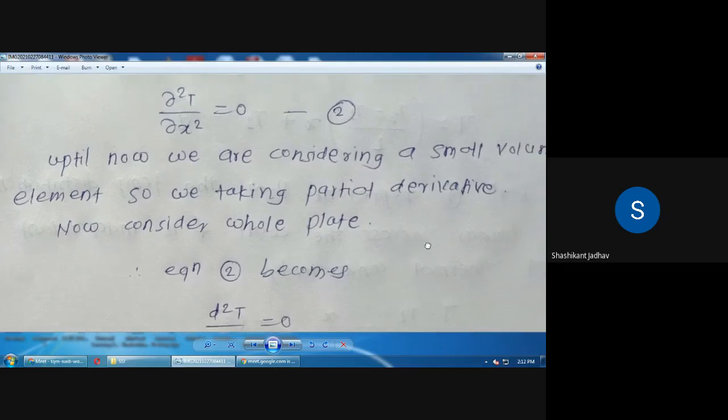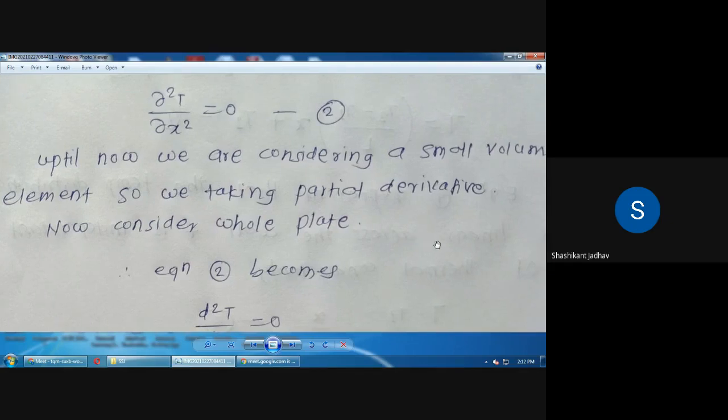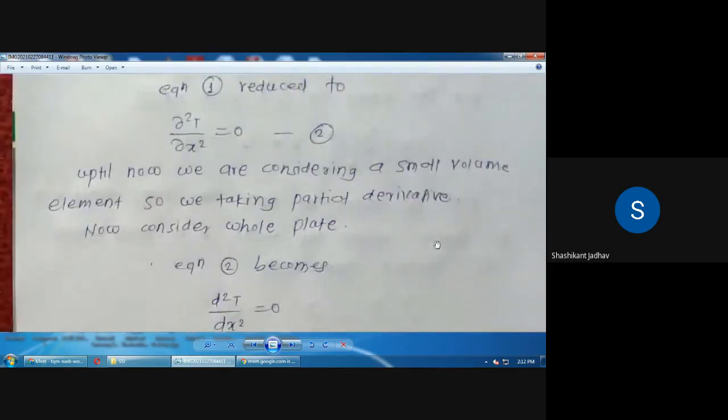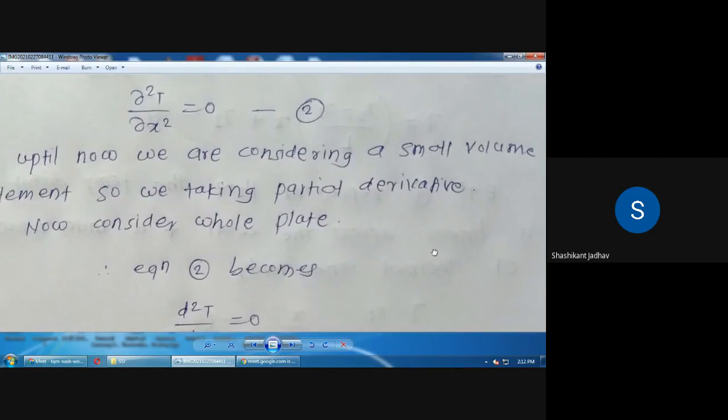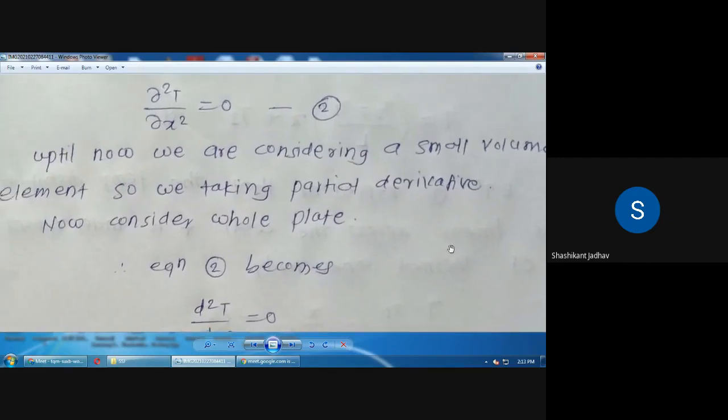Write down: up till now, we have been considering a small volume element, so we were taking partial derivatives.